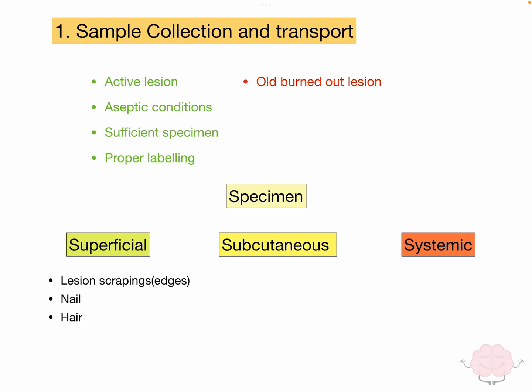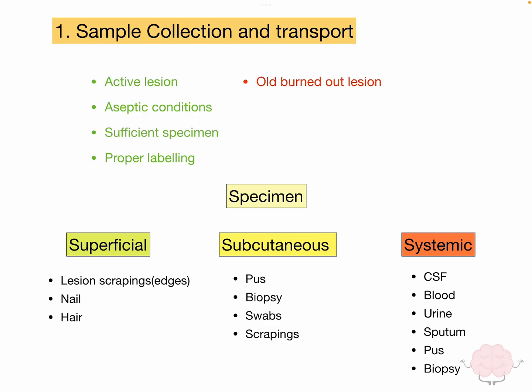In case of superficial, which only involves the superficial tissues like skin, we can take the lesion scrapings. But one thing to remember is that scrapings are taken from the edges and not from the center, because in superficial infection, the active lesion lies at the edges and not the center. Then other samples are the nails and hairs. These nails and hairs should be sent as a whole, right? In case of subcutaneous, pus, biopsy, swabs, or scraping samples could be sent.